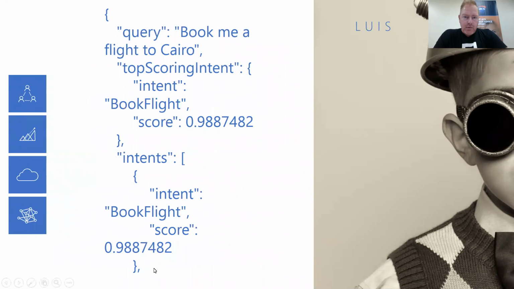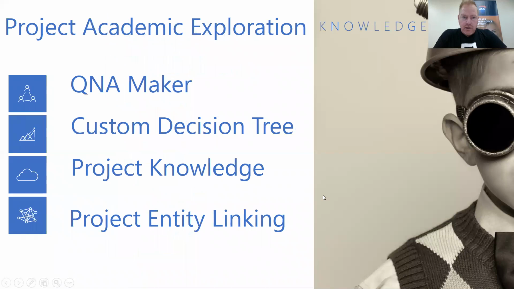In what we call natural language processing, there's a technology called LUIS, L-U-I-S. As you're typing a sentence or as you're talking, in the background, in kind of machine language, it's breaking down what you're saying into an intent and a score. So you can see, "Book me a flight to Cairo." It's saying, well, he's talking about booking a flight. That's his intent, and I'm 98% sure that that's what he's talking about. So that's how language understanding works under the covers in kind of machine language.